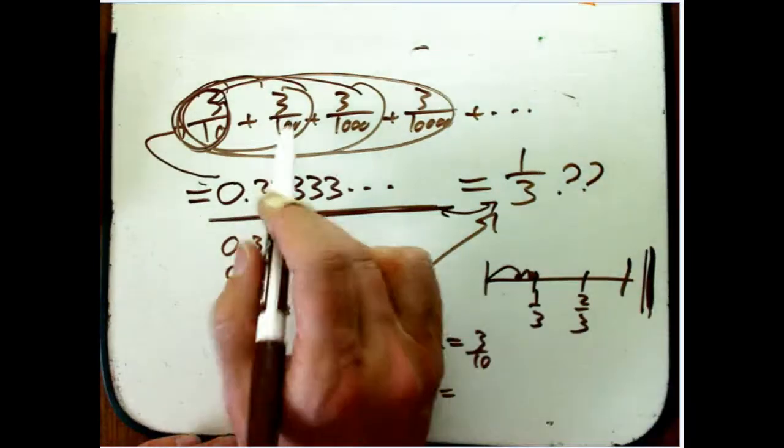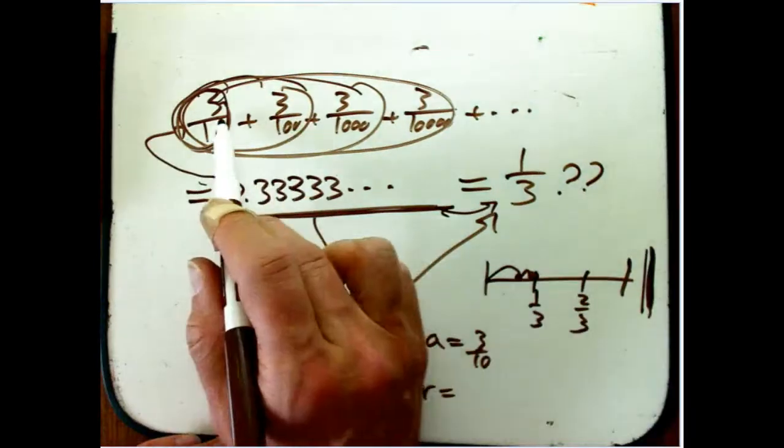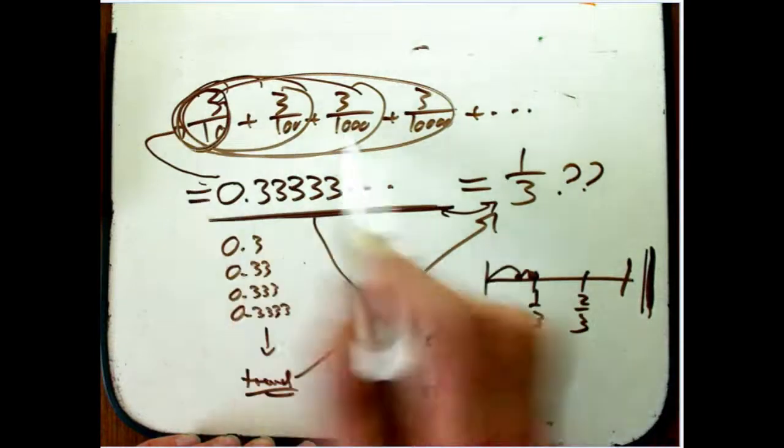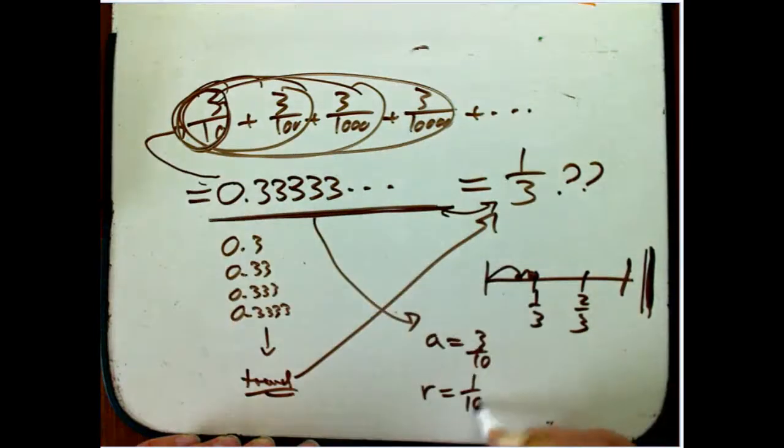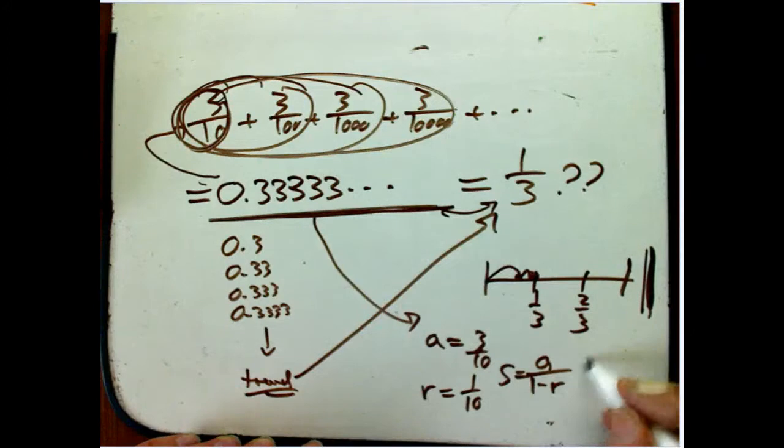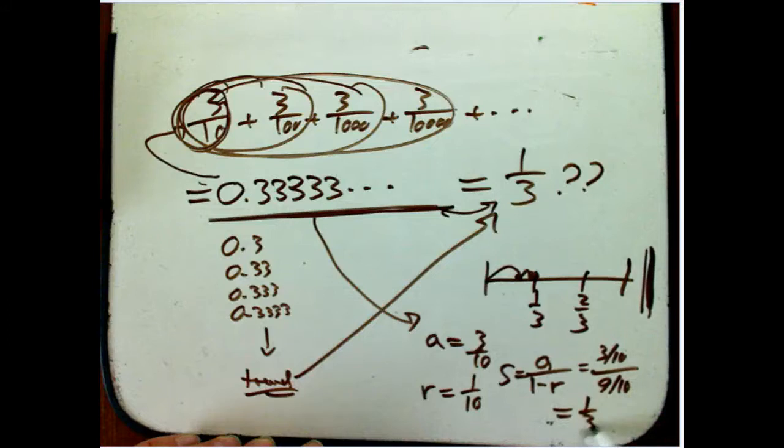R is just 3/100ths over 3/10. Oh, that's just 1/10. The whole point is every time I'm just reducing it by a factor of 10. And so A over 1 minus R is supposed to be the sum. 3/10 over 1 minus 1/10 is 3/10 over 9/10. If you work that out, it's 1/3. So the formula accords with what we were told long ago about what that magic repeating decimal is.